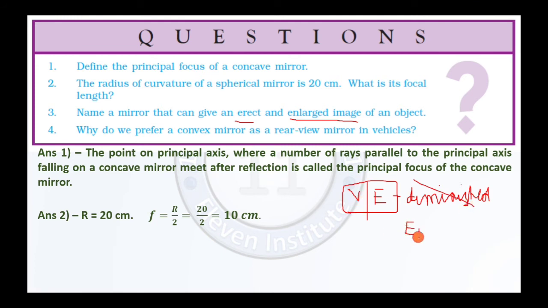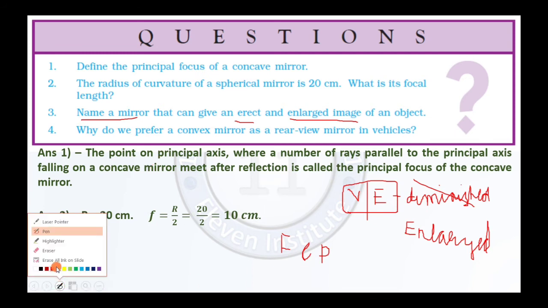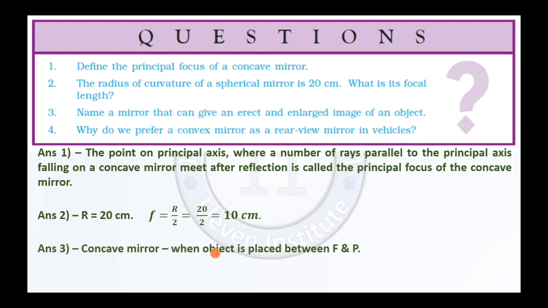Now this is possible in only one case. Which case? For concave mirror, we always get a real and inverted image, except one case, the last one, the sixth one. When you place the object between F and P, we get a virtual, erect and enlarged image on the other side of the mirror. So the name of the mirror will be concave mirror, but for a specific position. So we have to mention that specific position also. Answer is concave mirror, but only when the object is placed between F and P. If the object is placed between F and P, then you will get an erect and enlarged image on the other side of the mirror.